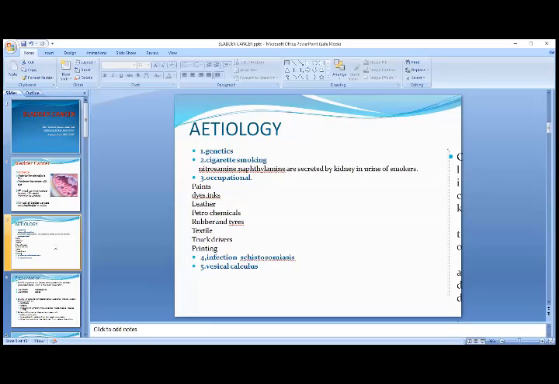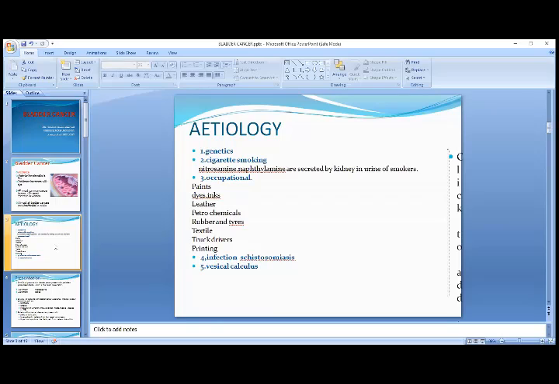So in etiology, as we have already discussed, number one is genetics. That is, if your first degree relative is suffering from this disease, then you might be at a risk of developing this disease. Number two, cigarette smoking. Number three, occupational hazards. People who are working in the chemical industries are more prone to develop CA bladder. Number four are infections, particularly with schistosomiasis.